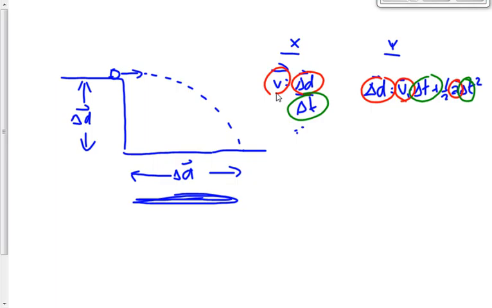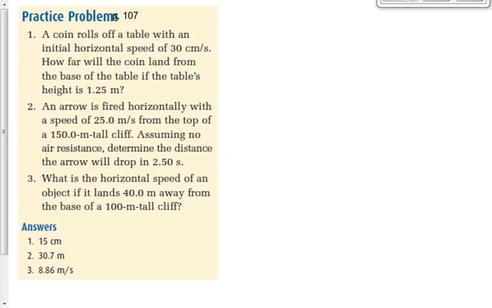Good. All right, we had three questions for homework last night, although we actually did question number 1 in class yesterday. I'd like to take a look at number 2 for sure, and then if you guys want, we can also take a look at number 3. It just depends on how question number 2 goes for us, okay? Number 2 says, an arrow is fired horizontally with a speed of 25 meters per second from the top of a 150 meter high cliff.